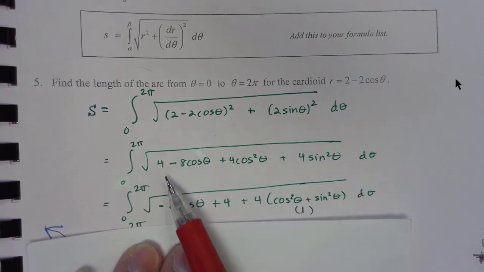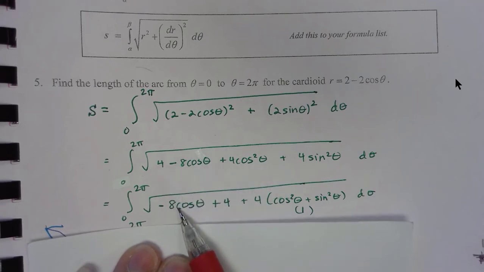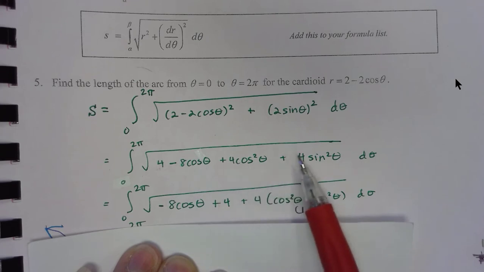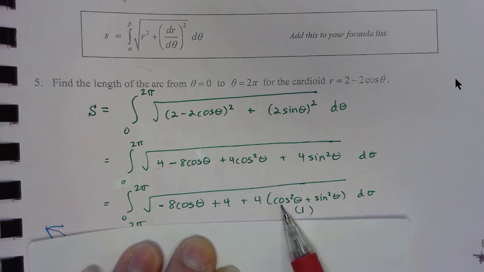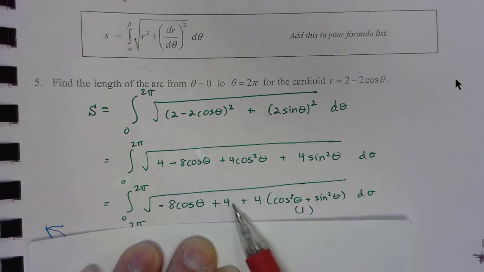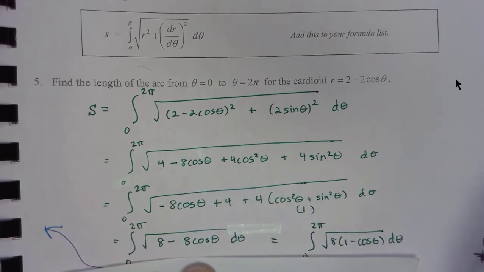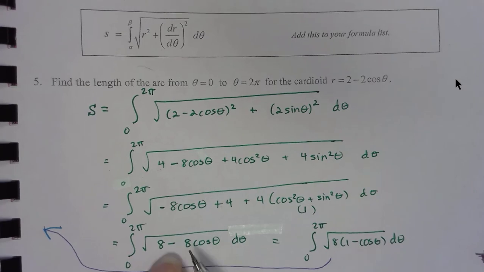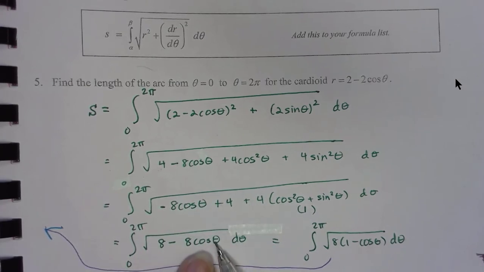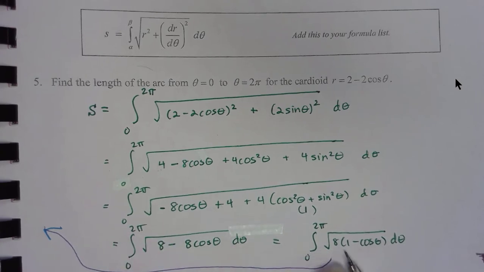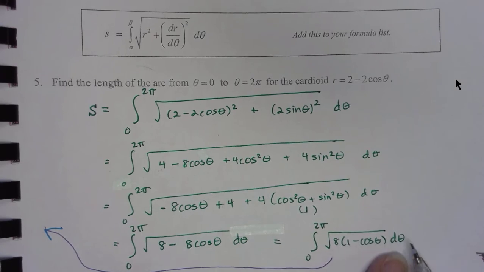Okay, I have negative 8 cosine theta plus this 4. Factor of 4 out here gives me 4 times cosine squared theta plus sine squared theta, which is 1. So now I have 4 plus 4, which is 8. So I have 8 minus 8 cosine theta, again from 0 to 2 pi d theta. And I can factor out the 8. Square root of 8 times 1 minus cosine theta d theta.